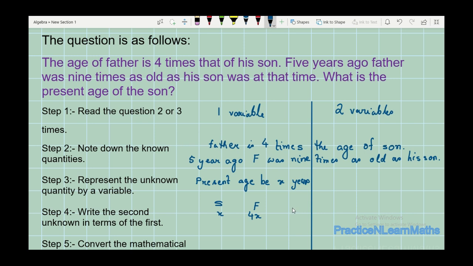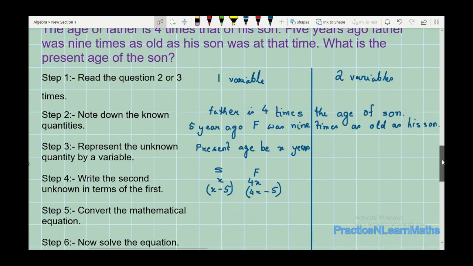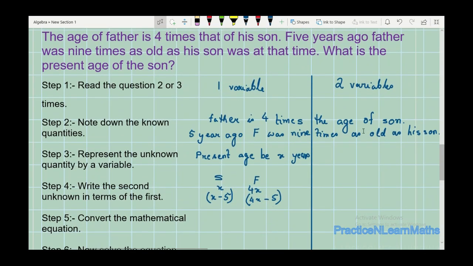Now, 5 years ago means son's age was x minus 5 years and father's age was 4x minus 5 years. 5 years ago, this is the age. So that's all. Write the second unknown in terms of the first. That is all that we have to do in this case. Now, we have to convert it into a mathematical equation.